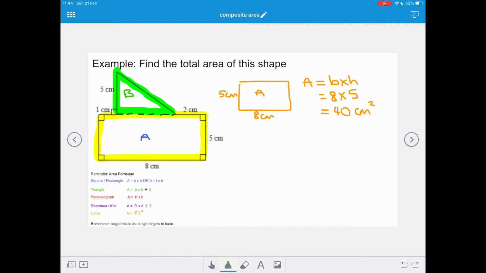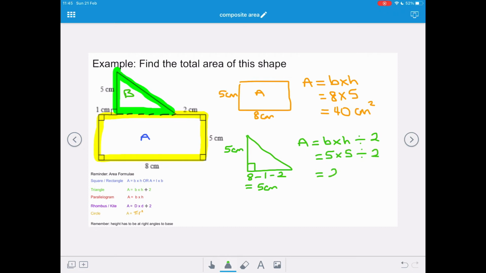Now, the triangle has a height of 5 centimeters, so we can put that onto our triangle, and it's got a base of 8 take away 1 take away 2, which are the bits of the rectangle on either side, giving us a base of 5 centimeters, and remembering that our formula has to be the perpendicular or right angled height. So our formula A equals B times H divided by 2 gives us 5 times 5 divided by 2, and that's going to equal 25 divided by 2, giving us an area for the triangle of 12.5 squared centimeters.